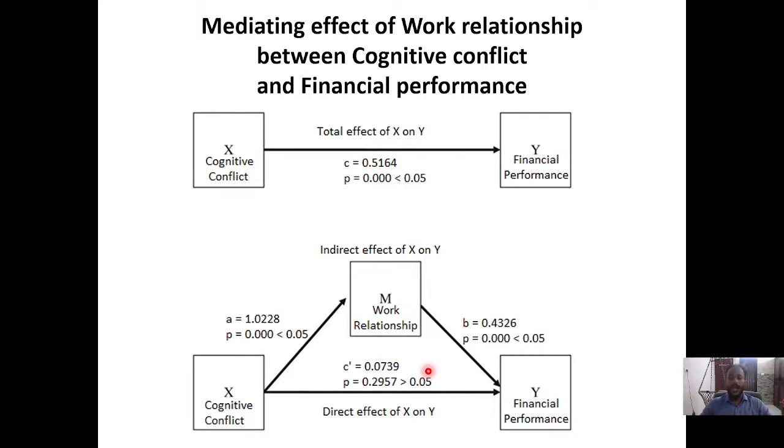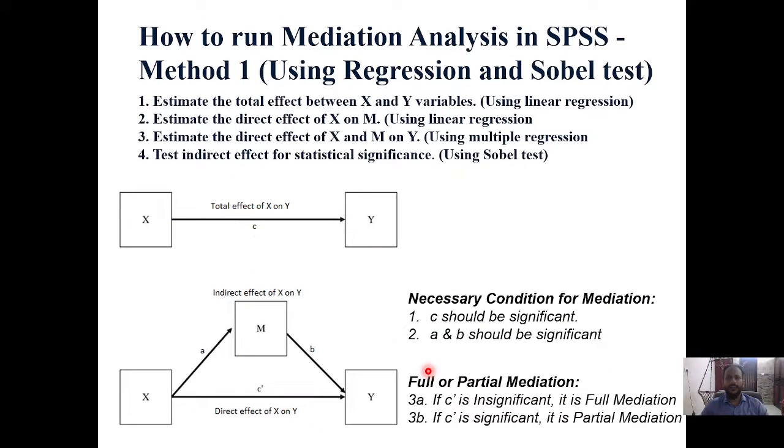Now, I have also told you one more thing called the Sobel test. What I mean by the Sobel test is that I find out the direct effect of X on M and the direct effect of M on Y. Still, I did not find out the indirect effect. I am still confused whether the indirect effect is significant or not. I hope that it should be significant. But what is the number? I don't have the number.